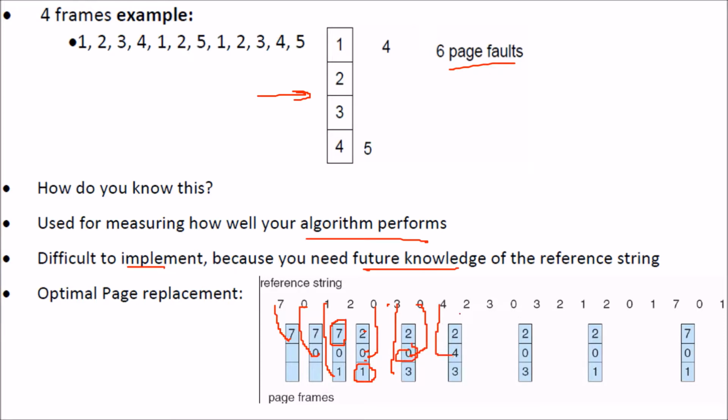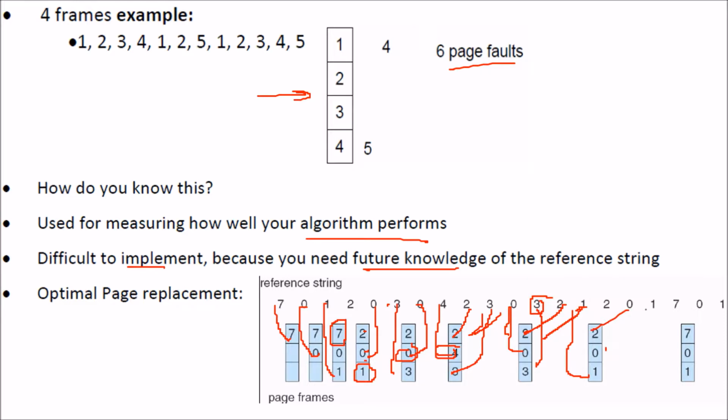Put 4 here. 2 and 3 are already there, so there will be no page replacement, no problem. But 0 has come, so now replace this 4. Because 2 and 3 have just been referenced, we will not replace 2 and 3, we will replace this 4 with 0. Now again 3 has come, 2 has come, now 1 has come, so 1 has to find its place. 3 was referenced earlier, that is why we replace this 1 with the 3.